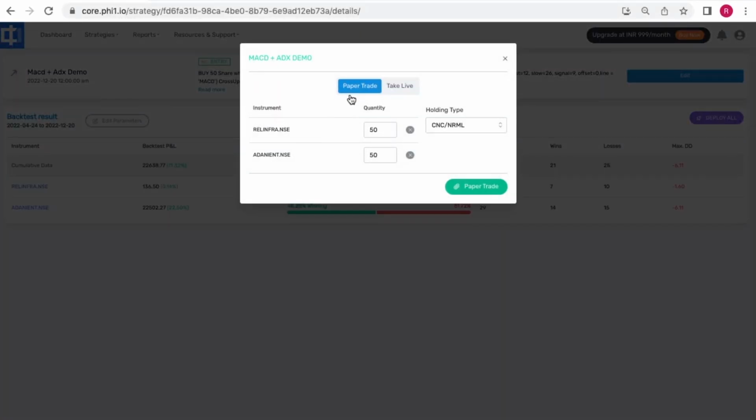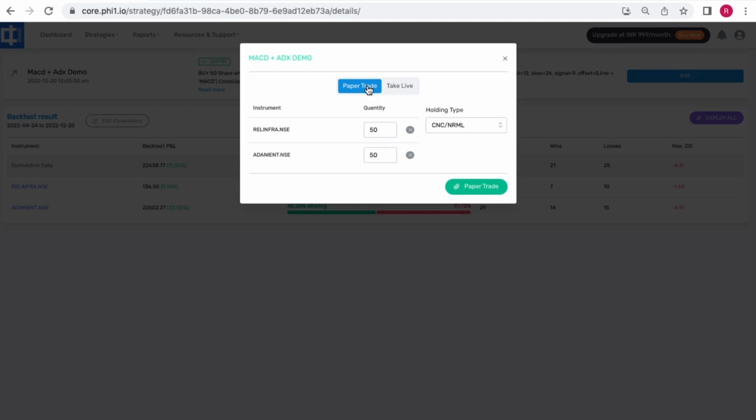Now here you have the option to paper trade before you take your strategy live. In paper trading, you execute your strategy in the live environment without the use of actual money, which means there's zero risk when you're trying out your strategy. Therefore, this can be a nice reliable test for you before you actually use your money to place trades. You also have the option to edit quantities and remove stocks at this stage.